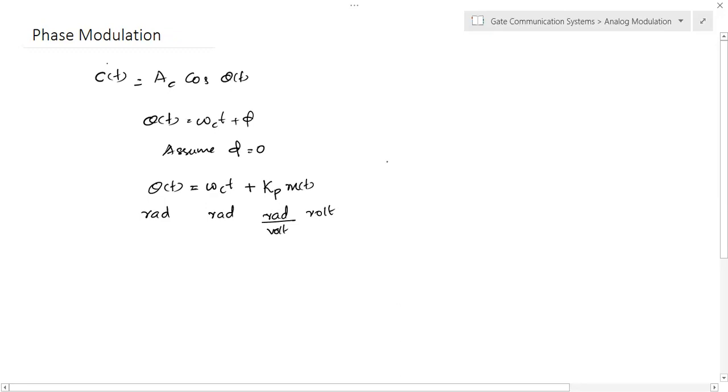So I will introduce a new constant here, that is Kp, which is known as the phase sensitivity of the modulator, or very specifically the phase modulation. And the unit of this Kp is radians per volt. This is also very important. In most of the exams, they will ask the unit of this Kp. So you can remember this: radians per volt.